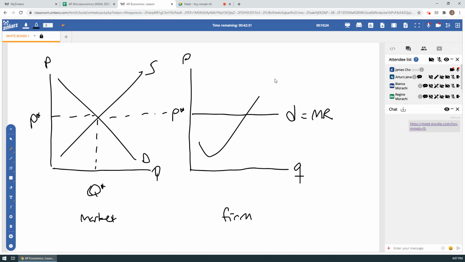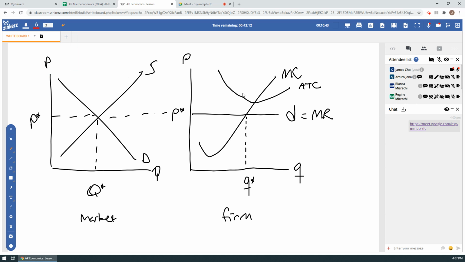I have my MR, now I draw in my MC. I have my MC and MR, now I draw in my profit maximizing Q star. So again, up to this point, exactly the same as I drew that short run profits. But now to show short run losses, I'm going to draw my ATC here.